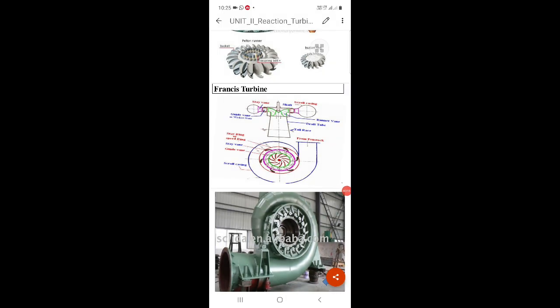Diagrams. So draw the figures. The main parts of the turbine are the scroll casing, guide vanes, runner and draft tube, which is very important. The figure shows the actual views of the Francis turbine. Firstly draw the figure.